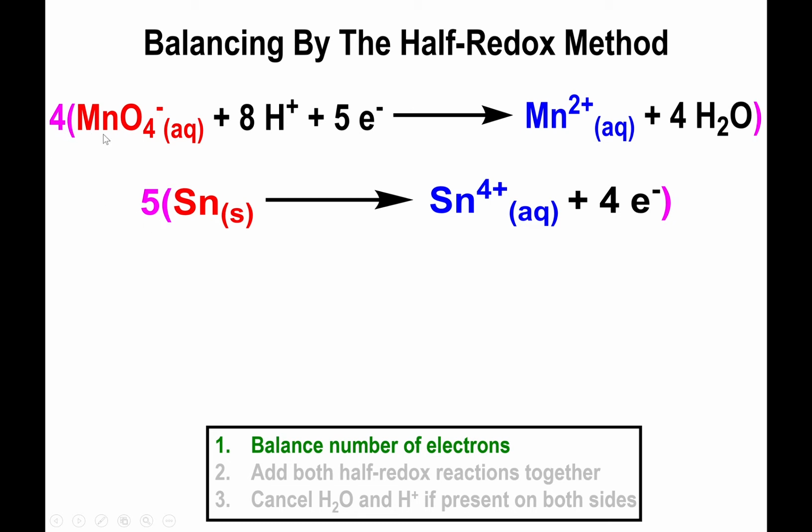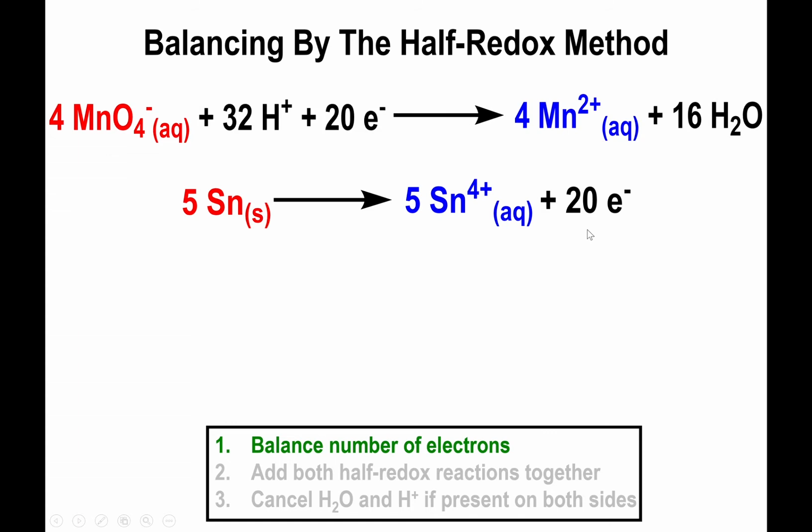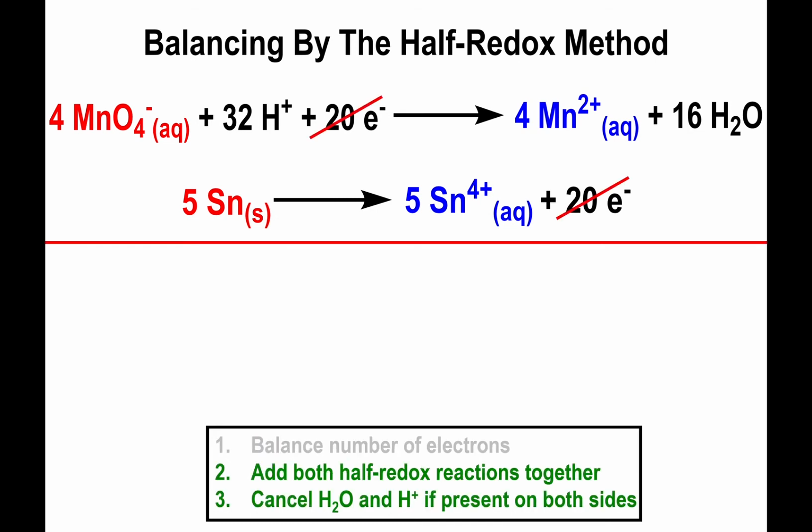You're going to have 4 permanganates plus 32 H pluses plus 20 electrons, yielding 4 manganese 2 pluses and 16 waters. And for the second equation, we'll have 5 tins, yielding 5 tin 4 pluses and 20 electrons. All right, so now that everything is balanced, including the electrons, now we add them together. And when you do that, the electrons are going to cancel out.